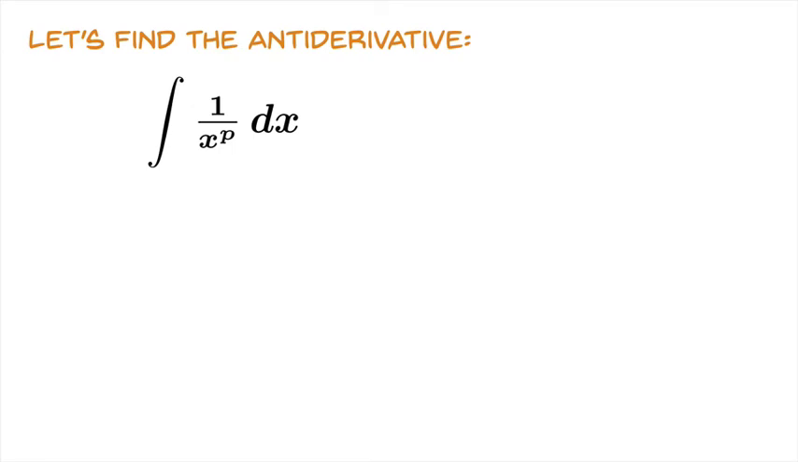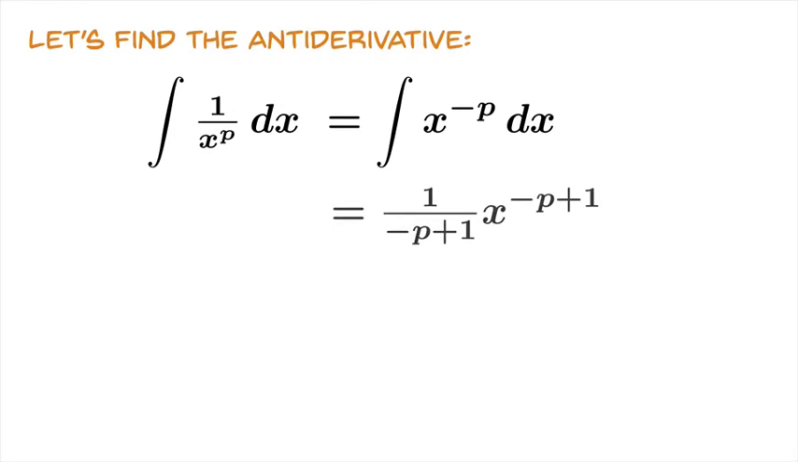We've got our antiderivative problem first, so we're going to rewrite the integrand as x to the negative p. Then the power rule in reverse tells us that this should be the antiderivative. And let's be clear, this won't work if p is 1.